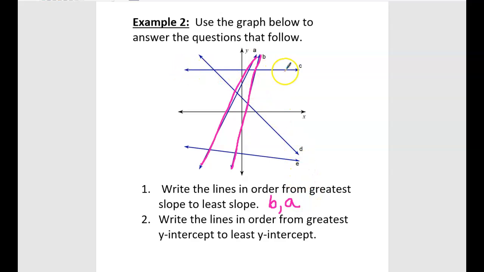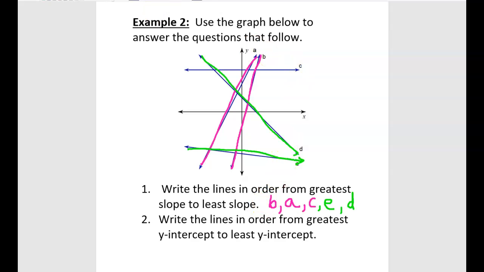After that, we have a zero slope, which is C. The other two slopes are the negative slopes. This line and this line both have negative slopes because both of those lines go down as we move to the right. Now, which of those lines, though, is steeper? As you can see, D has a steeper slope than E does, which means that D is more negative than E is. So that means D has to be the smallest slope because it's the most negative, and E would come before that. So there are our lines in order from greatest slope to least slope.